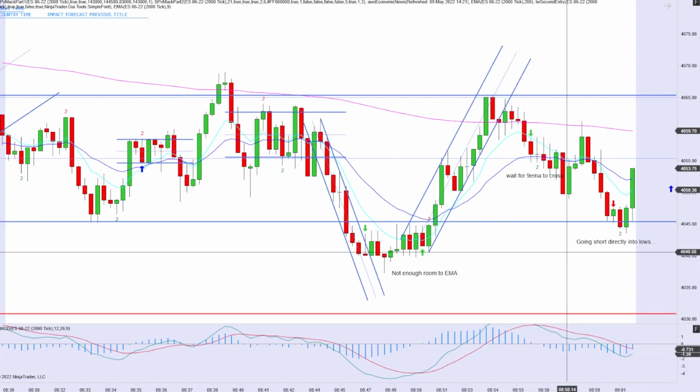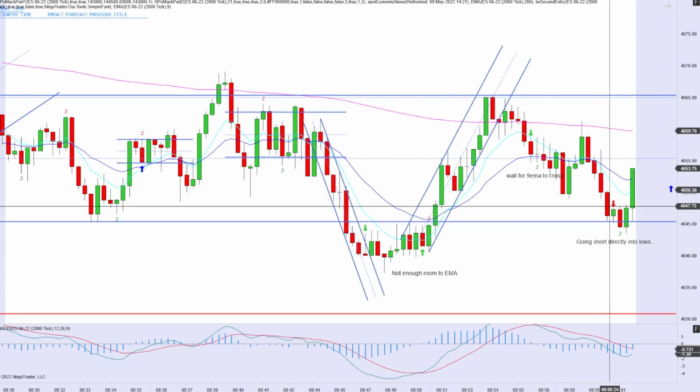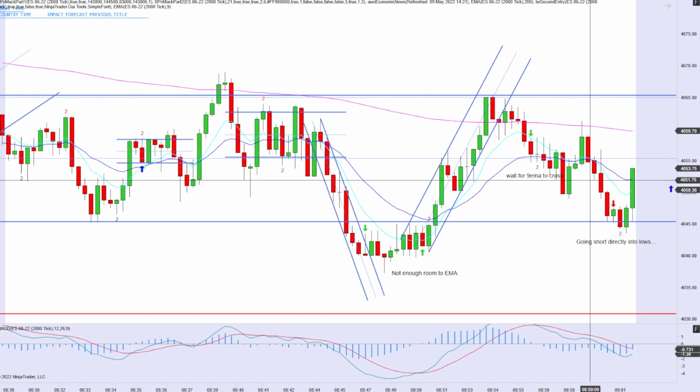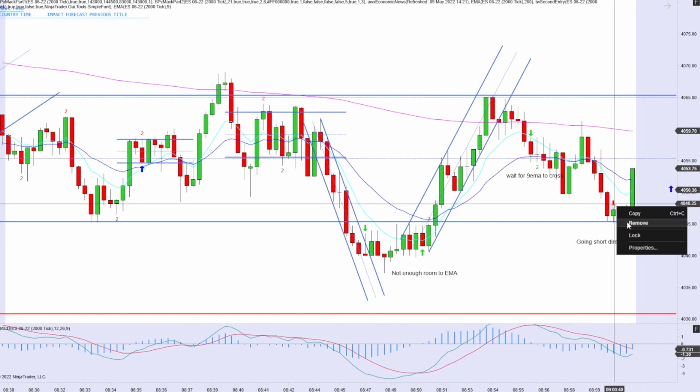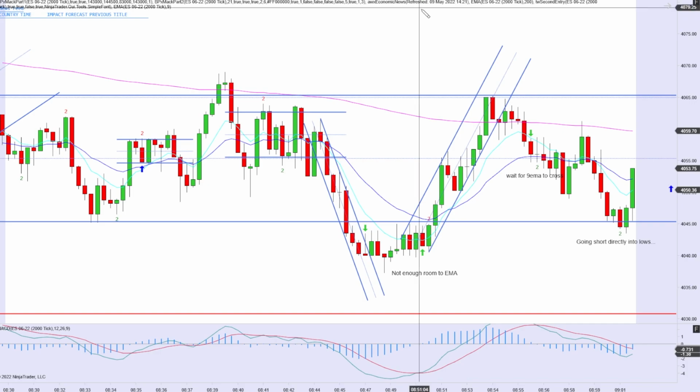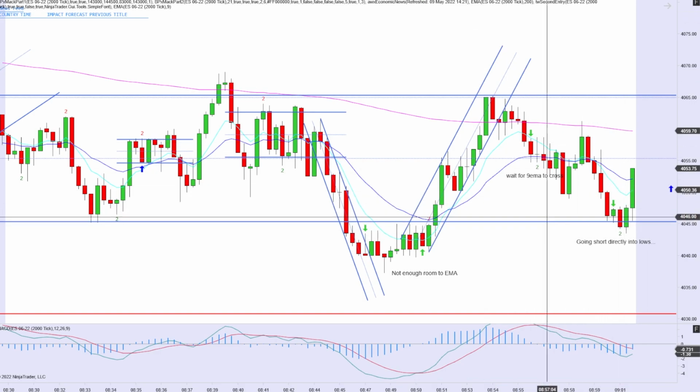Yes, MACD is showing bearish momentum. That could potentially trap you into this trade. So, I wouldn't necessarily be upset if you got into this trade. You are taking a risk, but it's not as high probability as we want it to be. This one's definitely more aggressive just because you're shorting directly into the lows.